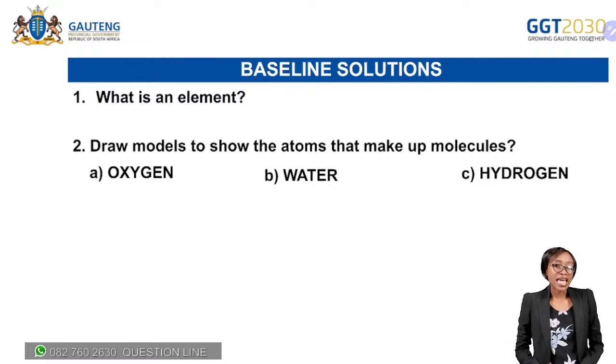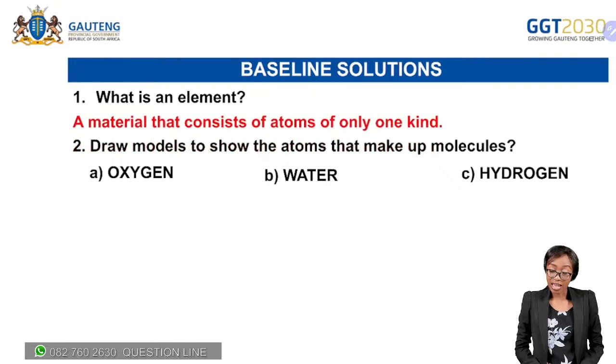What is an element? An element is a material that consists of atoms of only one kind. So if we're talking about the element carbon, for example, all the atoms that belong to the element carbon will be exactly the same. So that is what we mean.